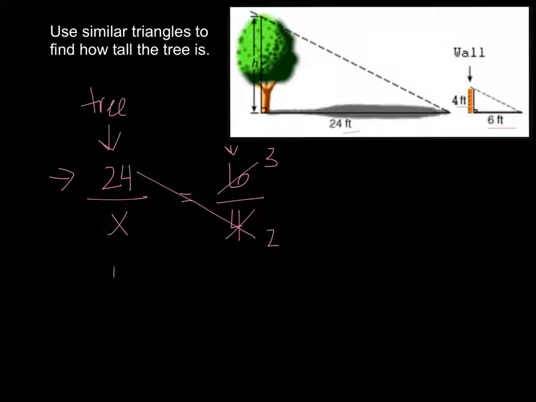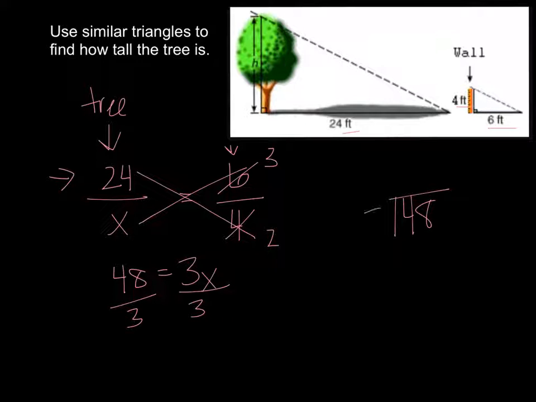24 times 2 is 48. I don't even have to write that one out. I already know that one. And 3 times x is 3x. So now I would divide both sides by 3. Now, 48 divided by 3, I do not know in my head. 4 minus 3 equals 1. 3 goes into 18 6 times. It is 16. So x equals 16. Our tree is 16 feet.